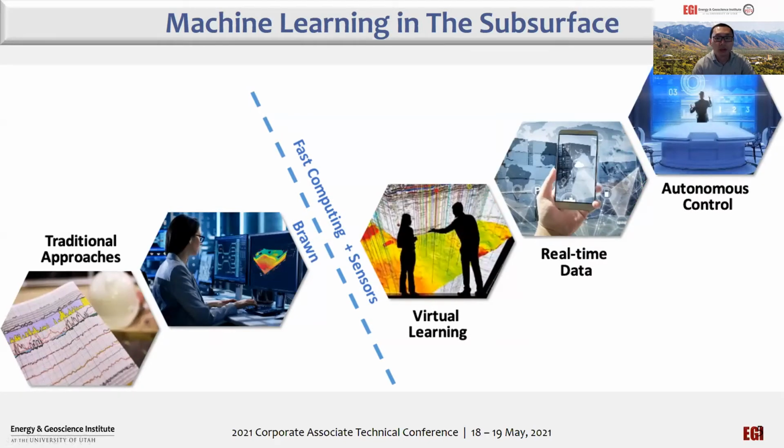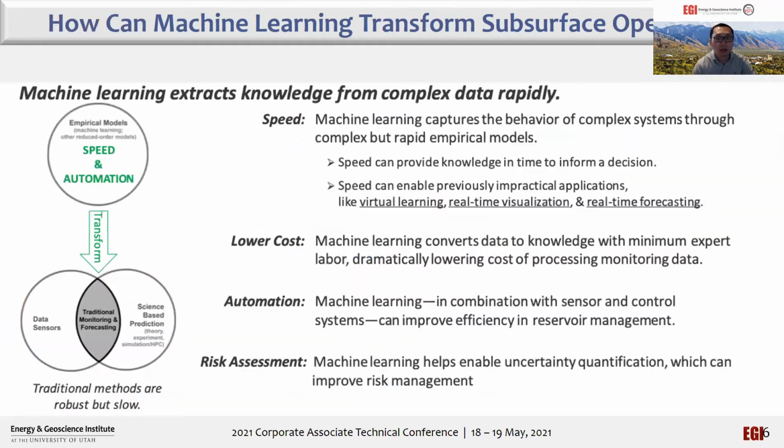This similar approach could be applied to the subsurface. The traditional approach could be improved or replaced by a transformative approach that utilizes fast computing, a lot of sensors, and machine learning techniques. Therefore, the focus of the SMART project is to study how machine learning can transform subsurface operations by addressing four key problems: speed, cost, automation, and risk assessment.